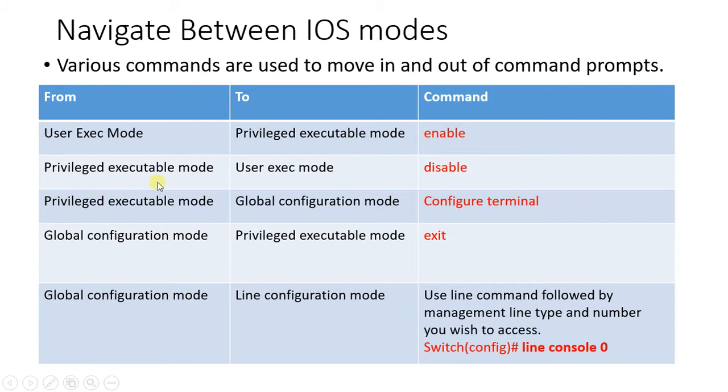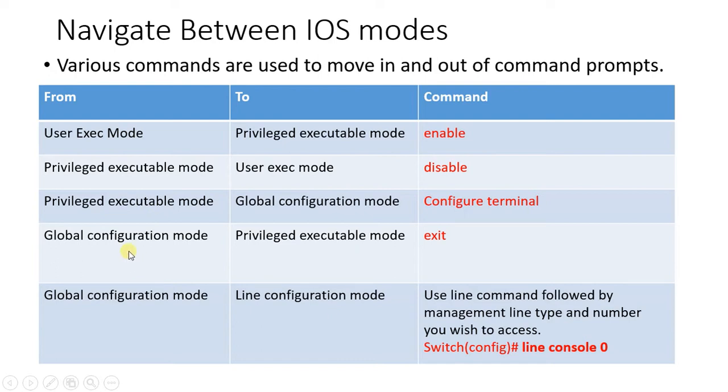From privileged executable mode, if you want to move back to user executable mode, you can use disable or you can use the exit command. Now from privileged executable mode, if you are moving to global configuration mode, you have to write configure terminal. The short form of that is conf t, or we can write the complete command as configure terminal.